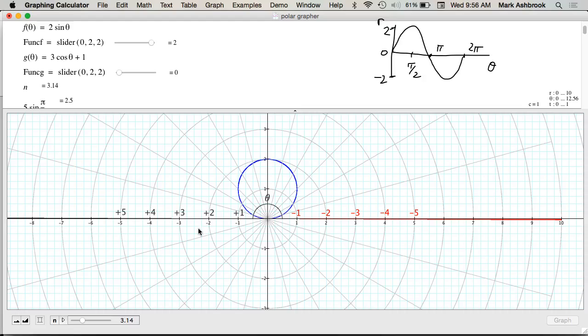So as theta changes from pi to 3 pi over 2, what's r going to do? R is going to increase negatively to 2. So do you see that we're just going to get the same thing again, right on top of it? It's going to plot all those same exact points, but this time as angles in the third quadrant and negative values of r.